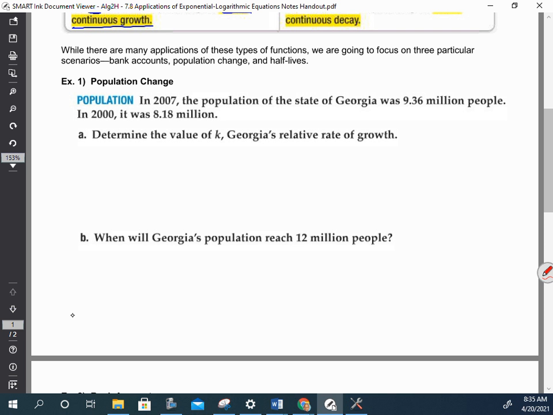So they started out by giving us a figure in 2007 and a figure in 2000. So first thing that we can do is write this information as ordered pairs. So in 2007, you have 9.36 million people. So 2007, comma, 9.36. 2000, comma, 8.8.